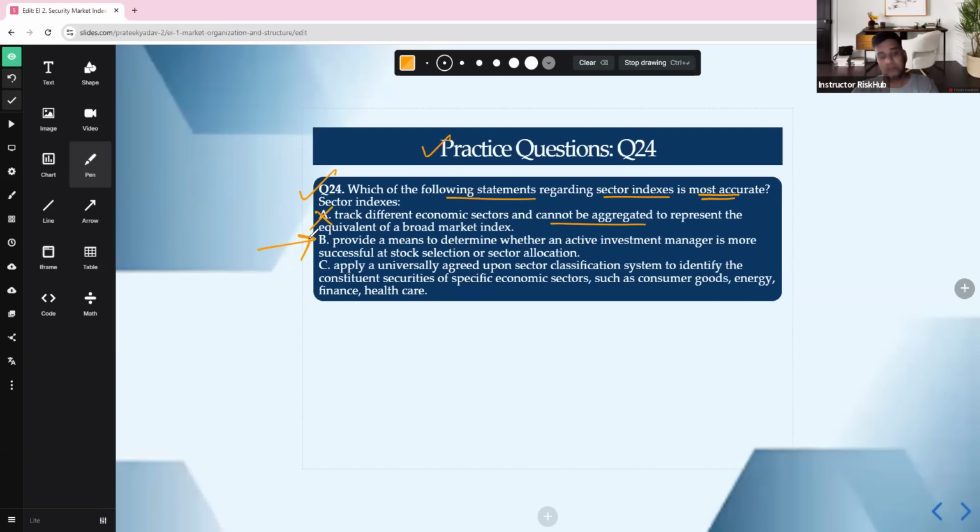the right sector. Apply the universally agreed upon sector classification system to identify the constituent securities of specific economic sectors such as your consumer goods, energy, finance, healthcare. Not correct, wrong, right? Because different providers use different classification systems. So very, very important. Please understand when you use an index.